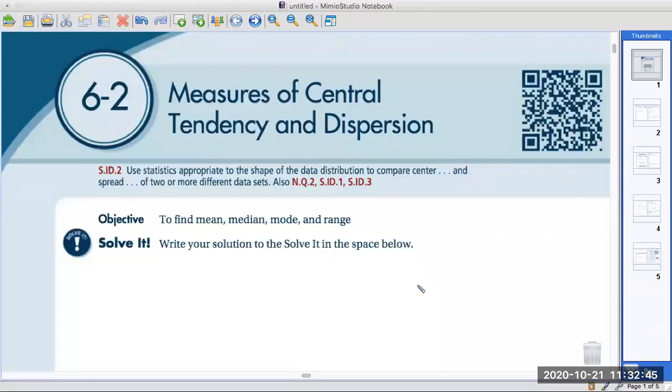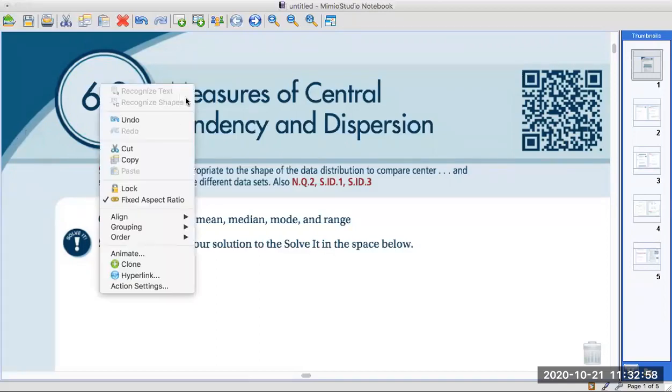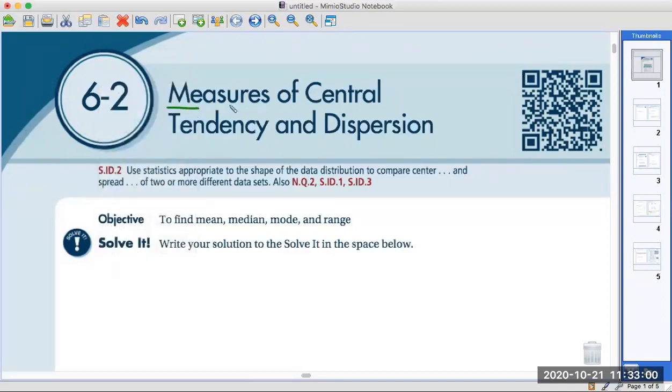Hello, everybody, and we are in lesson 6.2, which is on page 379. And this is on what's called measures of central tendency. And I'm sure you've heard mean, median, and mode before. That's what that means: the average, the middle, and the number most often.